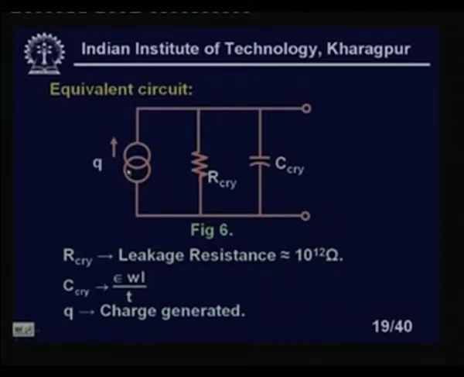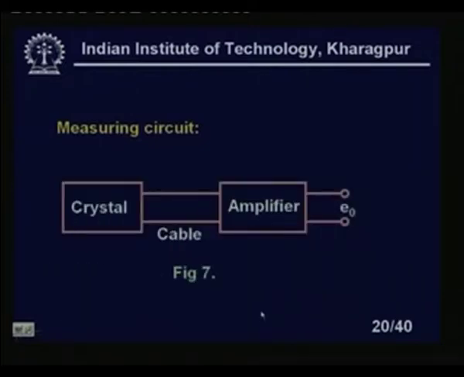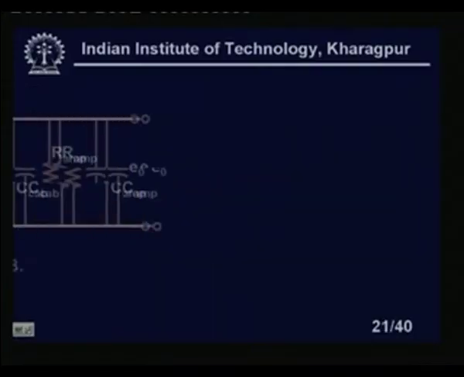So, Q is the charge generated, R_crystal is the leakage resistance, which is around 1000 gigaohm, and C_crystal is the equivalent capacitance of the crystal, equal to epsilon W L divided by T. The measuring circuit we have is like this one. So, we have a crystal, we have a cable, some wire must be connected, and it is connected to the amplifier, so that I will get the output E naught.